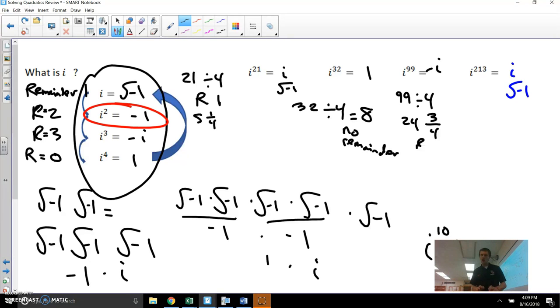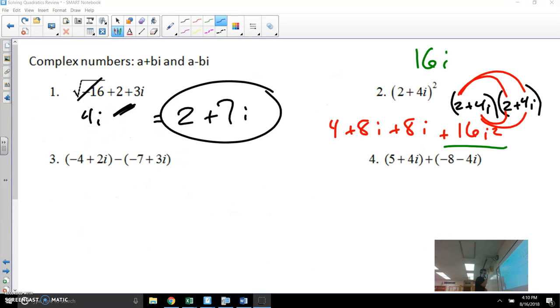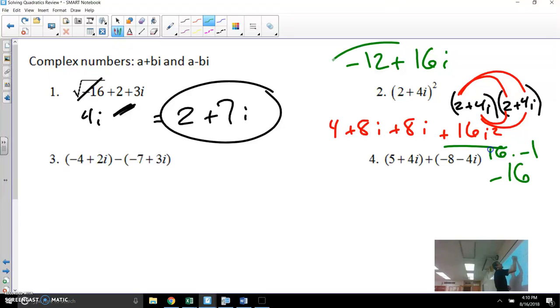So this is kind of one of those commonly forgotten things in Algebra 2. So when you remember that 16 times i squared is the same as 16 times negative 1, that means that value is really a negative 16. And then we can say, well, 4 minus 16 is negative 12. Okay? So watch out for that. That can be a little tricky.